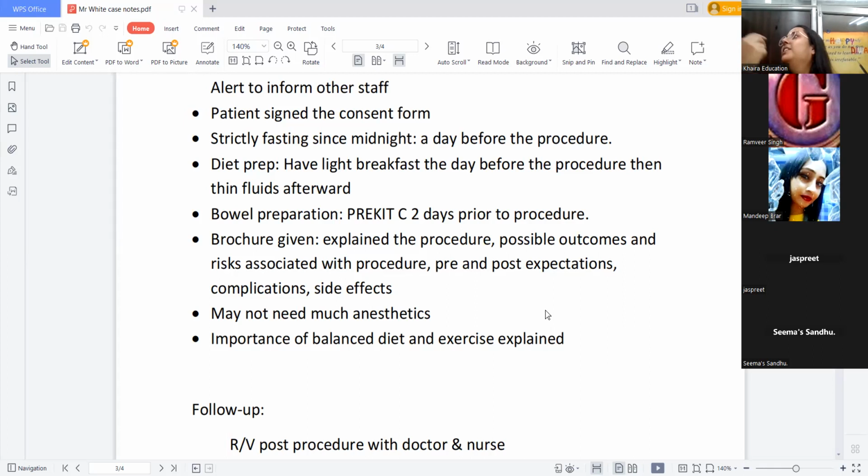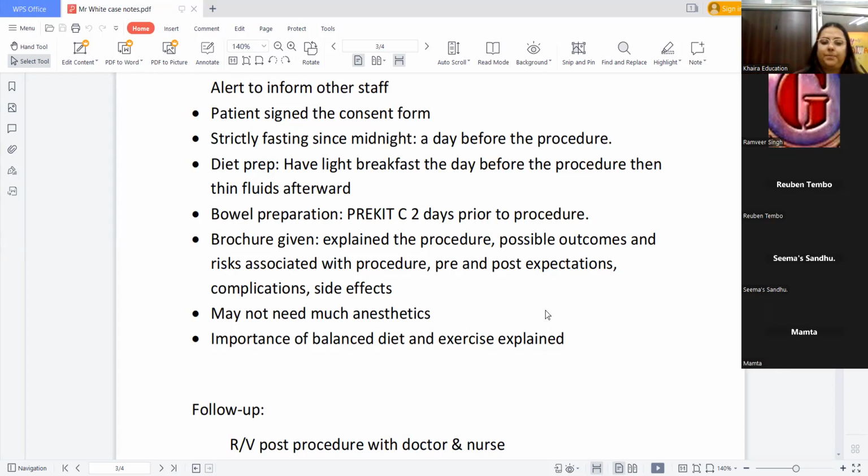Now we have read the whole set of case notes. Do we know what's the purpose? Yes, ma'am. Further evaluation. Thinking about something? Right. So this is an informatory letter. Why are we saying it's an informatory letter?